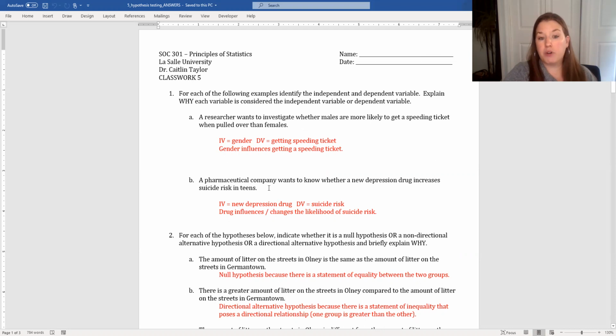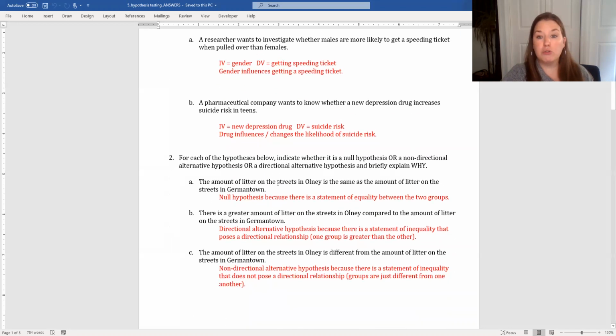B then is a pharmaceutical company wants to know whether a new depression drug increases suicide risk in teens. So again, ask yourself, blank influences blank. Our independent variable is the drug and the dependent variable is suicide risk. It wouldn't make sense to say, does suicide risk influence taking the drug? No, right? We think that this drug is what's influencing or changing the likelihood of the suicide risk.